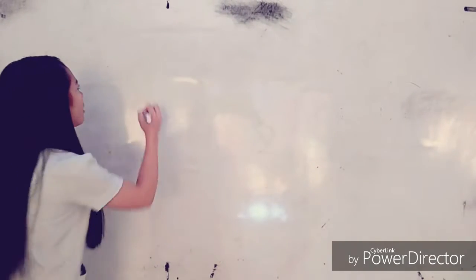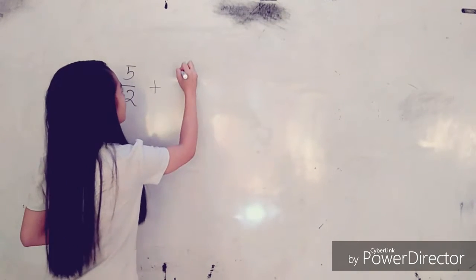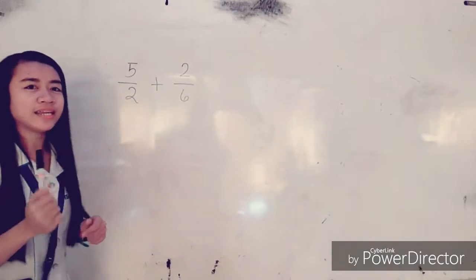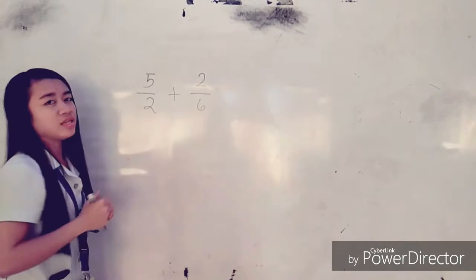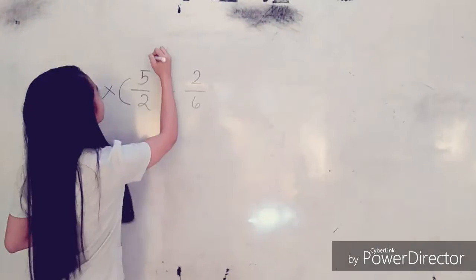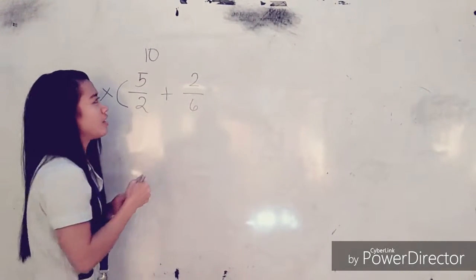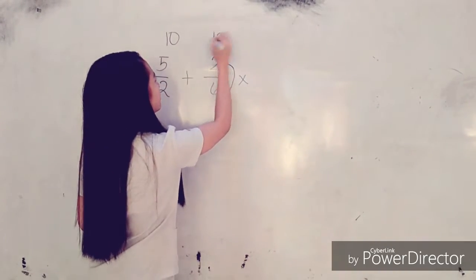Now, we use 5/2 plus 2/6 as the numbers to be added. Then next, we multiply the numerator by its denominator. So, 5 times 2 equals 10. Now, we go to the next fraction. 2 times 6 is equal to 12.